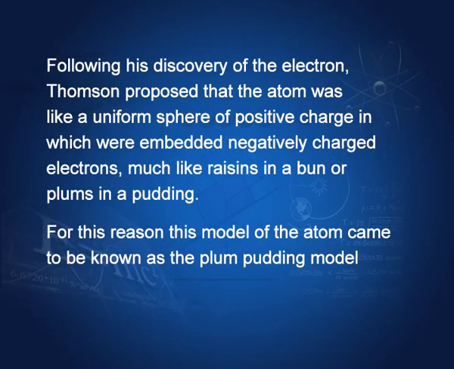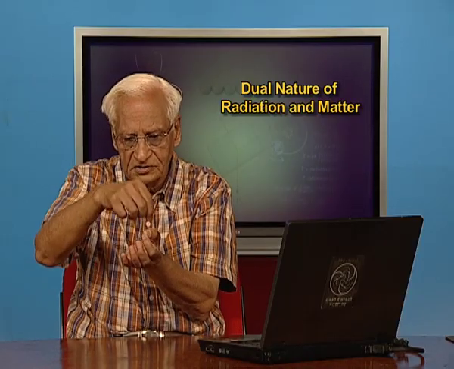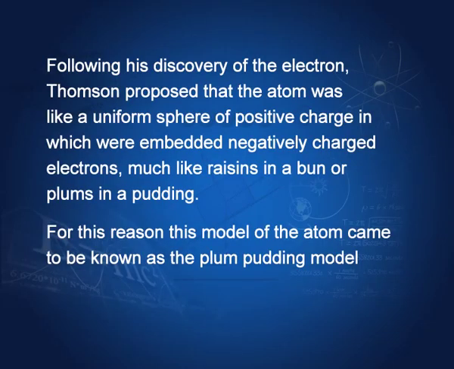So, he formulated this model of the atom called plum pudding. There is a sphere consisting of positive charge uniformly distributed, and in this are embedded negative charges. The total negative charge is equal to the total positive charge. So, the atom as a whole is neutral, but these appear like plum pudding. Pudding, you know, if you have seen plum pudding, then there is a pudding and you see plums at various points.